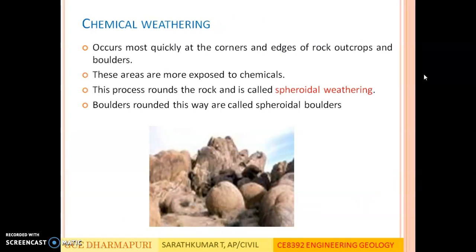Chemical weathering occurs mostly at the corners and edges of rock outcrops and boulders. So, whatever surfaces are easily accessible, chemical weathering reacts. These areas are more exposed to chemicals. This process rounds the rock and is called spheroidal weathering. Spheroidal weathering is a type of chemical weathering where the rocks, after undergoing chemical weathering, become spheroidal in shape. Such rocks are called spheroidal boulders.